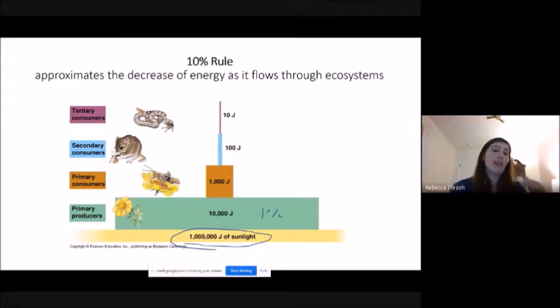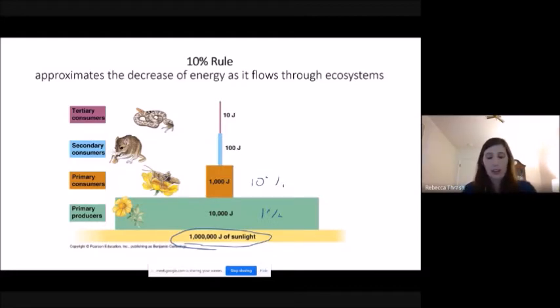Well, then if you have primary consumers that are eating primary producers, they may have about a 1,000 joule capture of those 10,000 joules that were originally in the primary producers. So now we've decreased the usable energy down to 10%. Well, maybe those secondary consumers are only able to capture about 100 joules. And so we're kind of decreasing and decreasing all the way up to tertiary consumers only having 10. And then if we were to add on another level of consumers, they would only have 1.